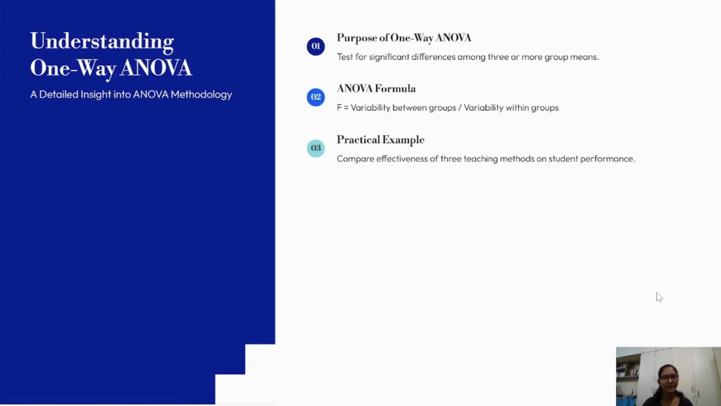Let's understand one-way ANOVA. The purpose of one-way ANOVA is to test for significant differences among three or more group means. The ANOVA formula is F equals variability between groups divided by variability within groups. A practical example of one-way ANOVA is comparing the effectiveness of three teaching methods on student performance.